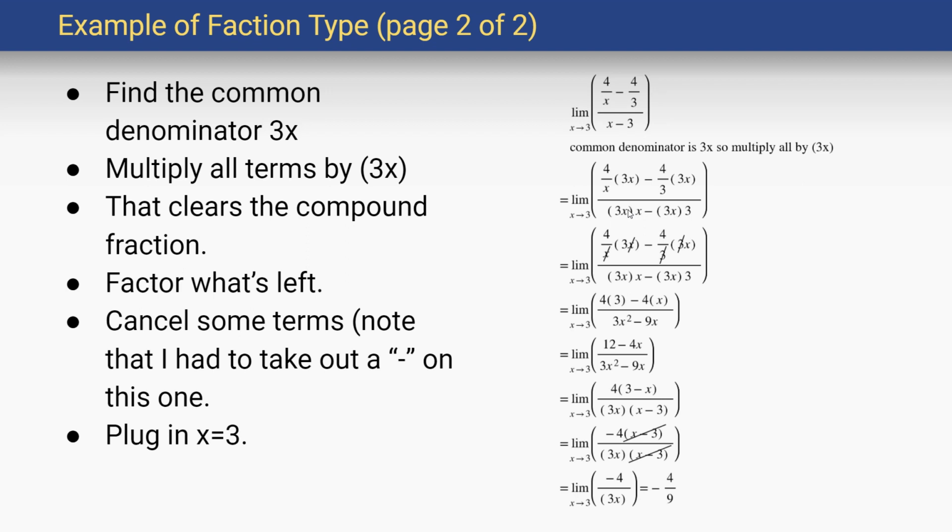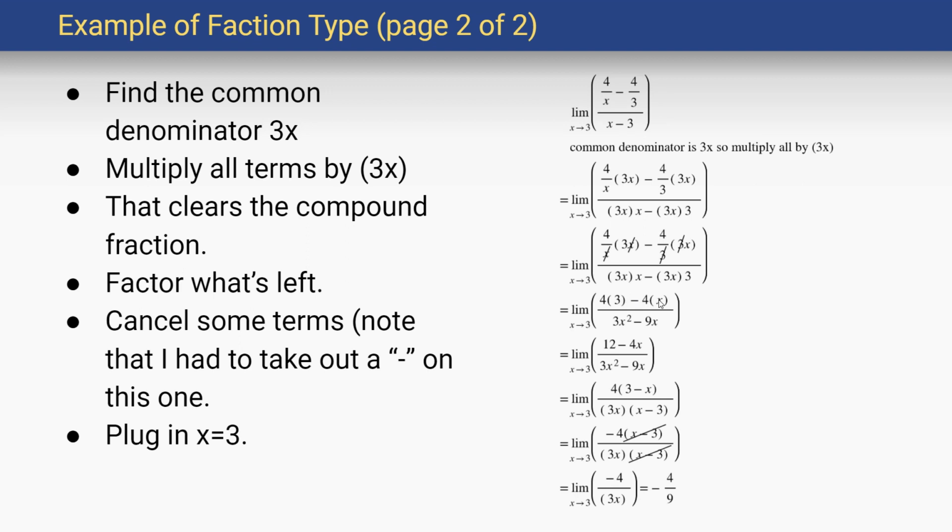After you do that, you do some canceling. You'll notice that your first term in the numerator is 4 over x times 3x. The x's cancel, leaving you with 4 times 3. Your second term in the numerator is 4 over 3 times 3x. The 3's cancel, which leaves you with a 4 and an x. So after you do that canceling, your numerator is 4 times 3 minus 4 times x. So that's what I have here, 4 times 3 minus 4 times x.